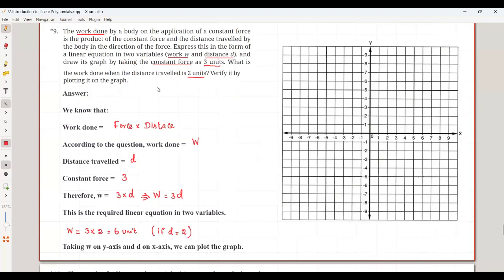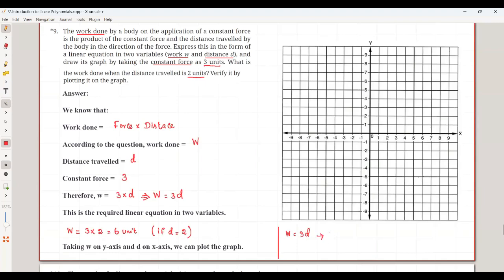Now we have to plot the points and verify the relation. They ask us to verify it by plotting the point on the graph. So for this you have to draw the graph of the equation W is equal to 3D. Now this is the standard linear equation. Here the B value is 0, therefore this will definitely pass through the origin. So for plotting the points, the equation is W is equal to 3D.